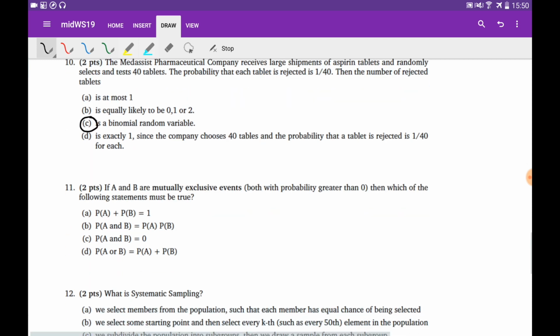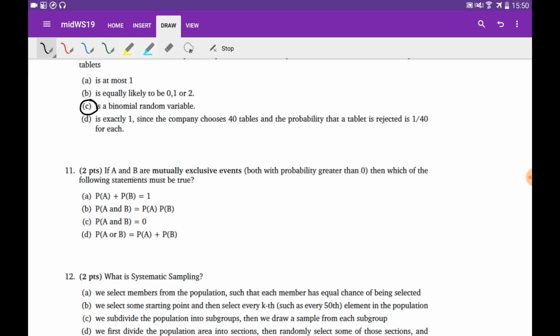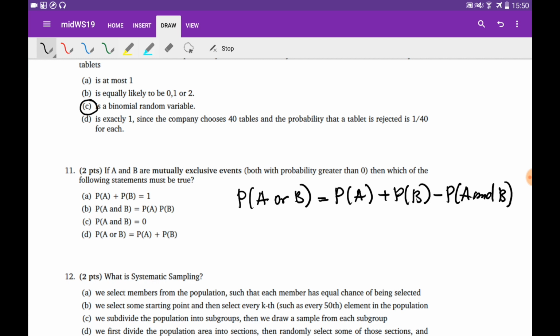So problem number 11: if the 2 events are mutually exclusive, then which of the following are true? We are talking about mutually exclusive events when we talk about the probability of A or B, the addition rule, and this is equal to the probability of A plus the probability of B minus the probability of A and B. When the 2 events are mutually exclusive, then the last term is equal to 0, and the probability of A or B is equal to simply the probability of A plus the probability of B. So in this question, there are 2 correct answers. Either you can answer C or D.